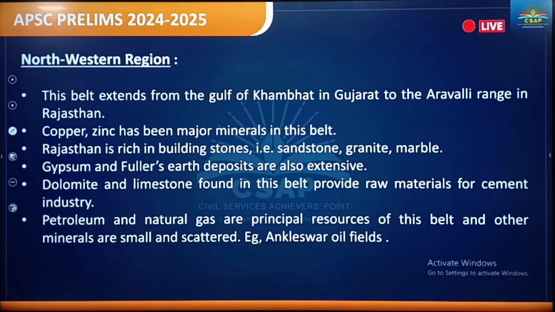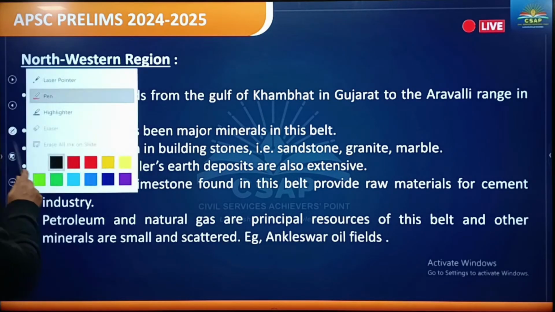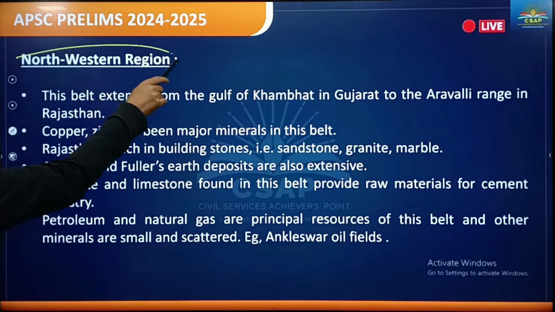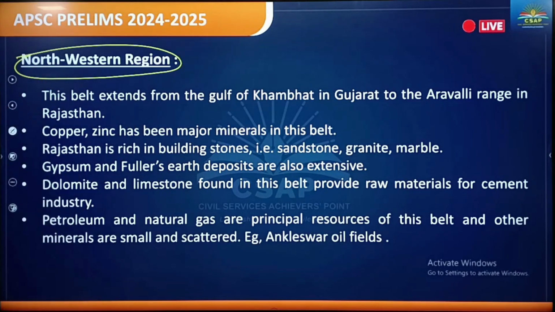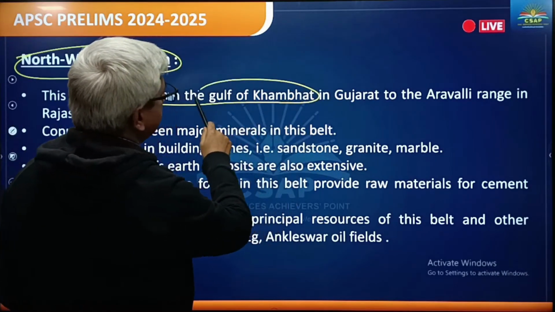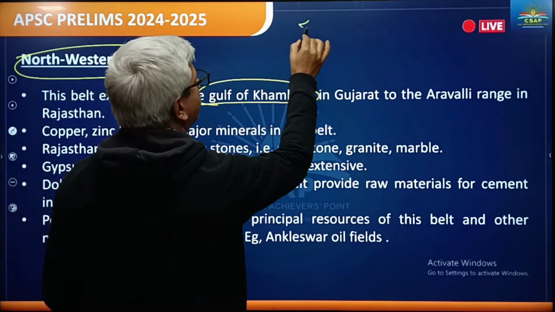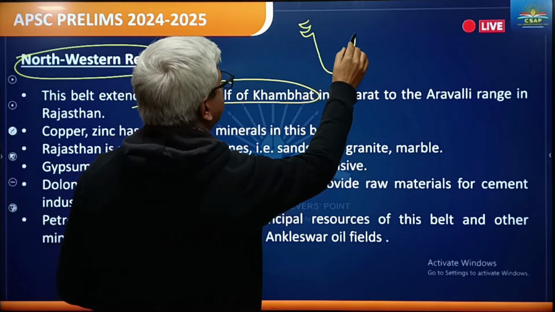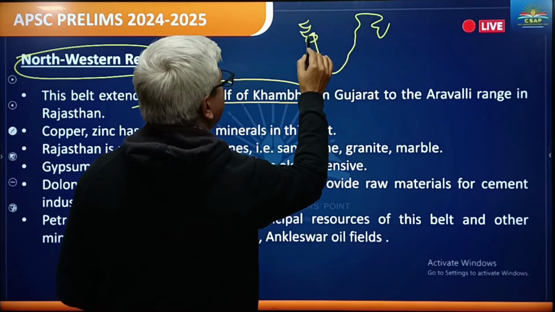Northwestern region. Which area comes under the Northwestern region? Our Rajasthan, Gujarat, and a little portion of Madhya Pradesh. So this belt extends from the Gulf of Khambhat, this area, this part is the Gulf of Khambhat area.